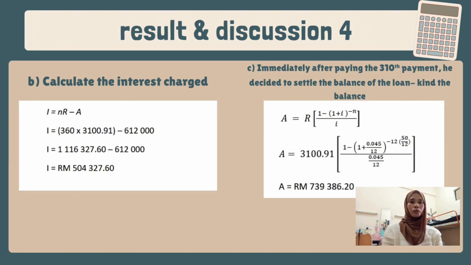Question C is, immediately after paying the 310th payment, he decided to settle the balance of the loan, find the balance. So we need to use the present value formula. A equals 3,100.91 open square bracket 1 minus open bracket 1 plus 0.045 per 12 close bracket power of minus 12 open bracket 50 per 12 close bracket. How I get 50 is 360 minus 310. So I get 50, per 0.045 per 12 close square bracket. So the final answer for A is RM 739,386.20.